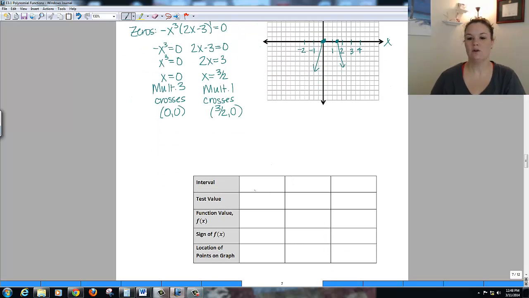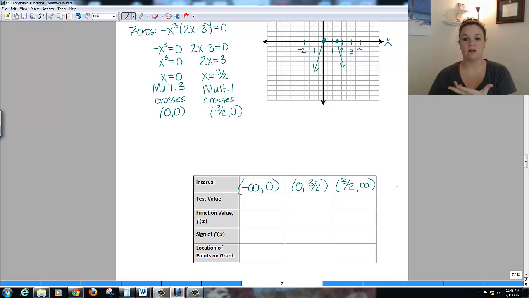So on my graph, my zeros, I have from -infinity up to 0. And then I have from 0 to 3 halves. And then I have from 3 halves on out to infinity. So these are the 3 intervals that I get between my zeros and on either side. So I'm going to test these values. Something smaller than 0, I'm going to pick -1. Something between 0 and 3 halves, I'm going to pick 1. And something larger than 3 halves, I'm going to pick 2. So I'm going to go ahead and plug these in.